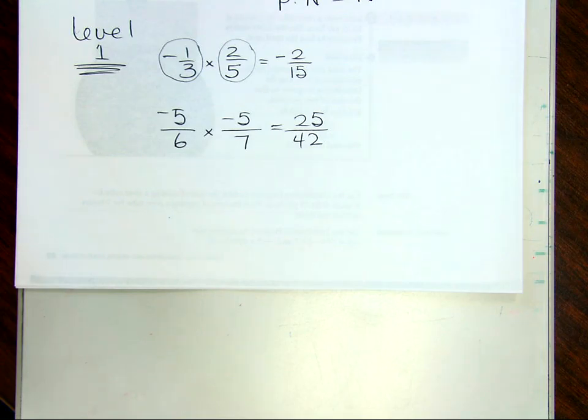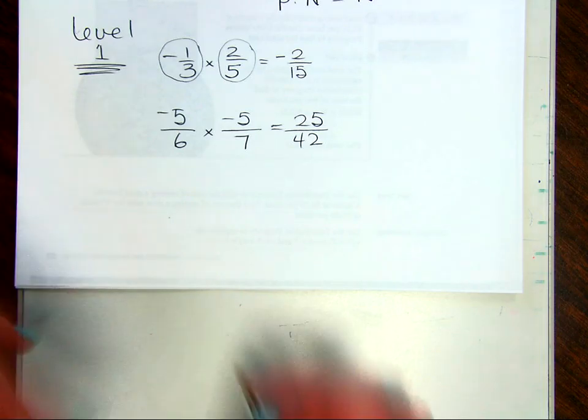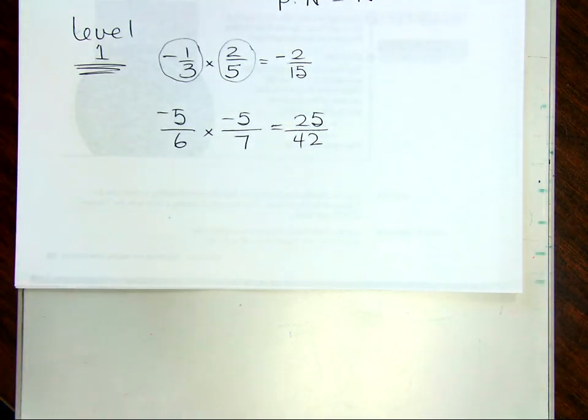Making it level 1 means no reducing, no cross-canceling, just that problem. So write it on your board and show me. Like, so a super simple.